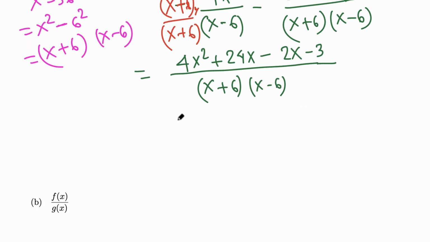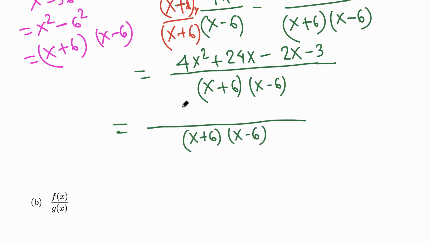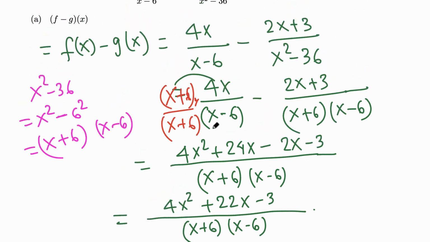Now we need to combine the like terms on the top. So 4x squared, no other x squared term, 24x minus 2x. This is positive, negative, so that's 22x. Now minus 3, and this is it. You don't have to factor. That's the difference of two functions.